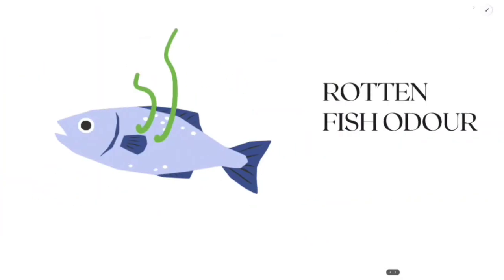Next one, the rotten fish odor. Rotten fish odor is seen in trimethylaminuria. The enzyme defect is flavin monooxygenase 3. So rotten fish odor is seen in trimethylaminuria, which is due to flavin monooxygenase 3 deficiency.